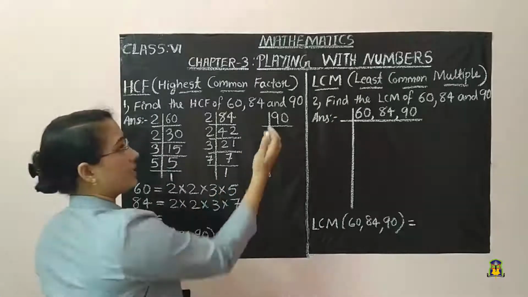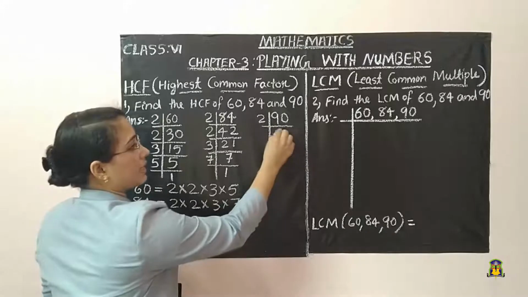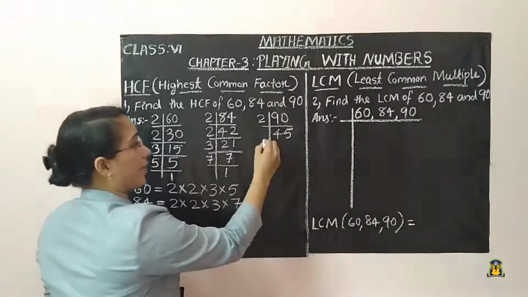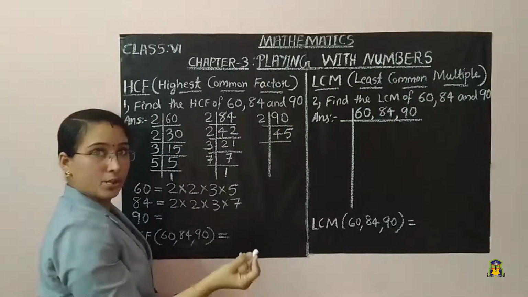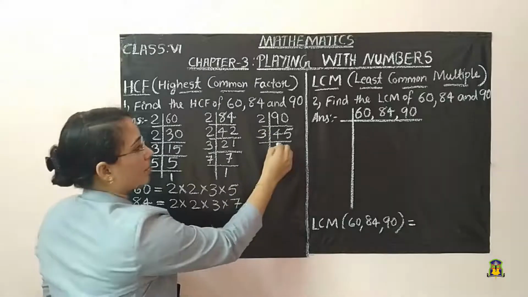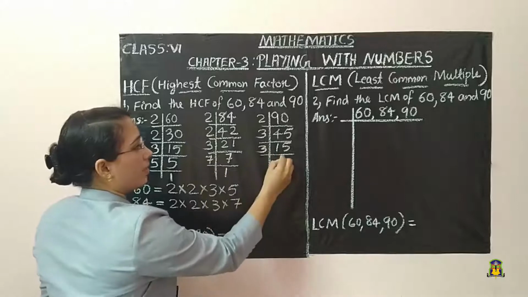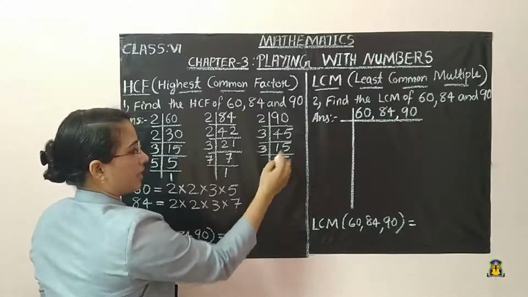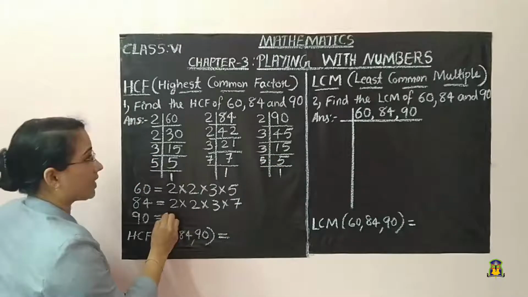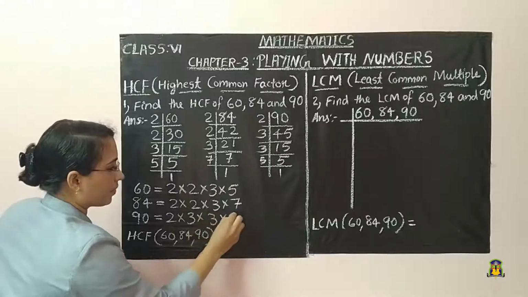Okay, the next one is 90. In 90 also 2 is possible. We all know the answer is 45. If you divide 90 by 2, we will get 45. Then in 45, 2 is not possible, so we check by 3. 3 into 15, we will get 45. Again 3 is possible, and we write 5 here. 3 fives are 15. Then 5, 1. Okay, so the prime factorization is 2 into 3 into 3 into 5.